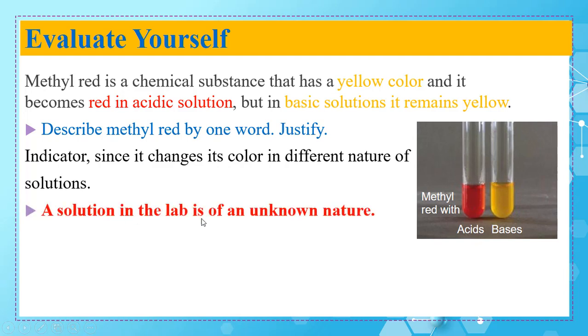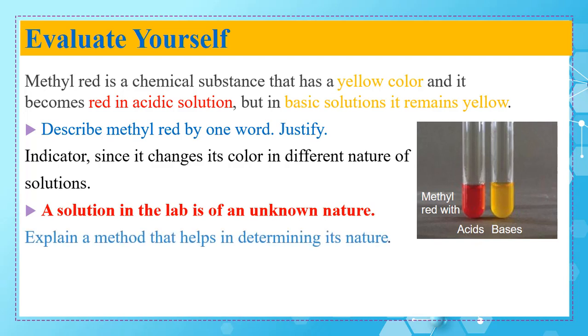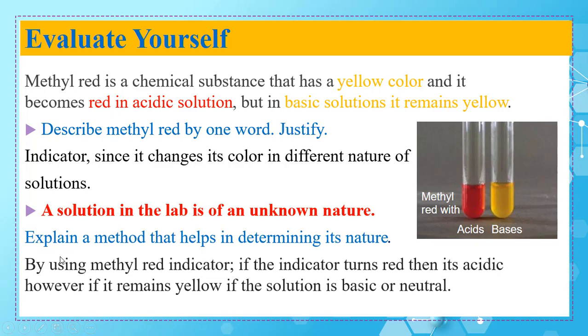A solution in the lab is of an unknown nature, which means we don't know if it is acidic, basic, or neutral. Explain a method that helps in determining its nature. We can determine its nature by using methyl red indicator. If the indicator turns red, then it's acidic. However, if it remains yellow, then the solution is basic or neutral. Thank you for watching.